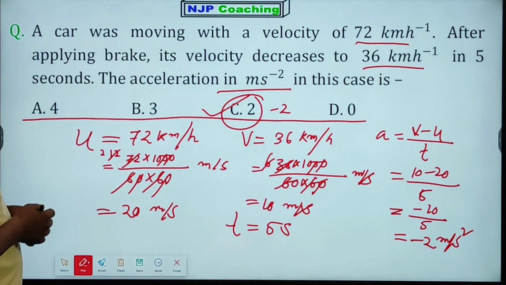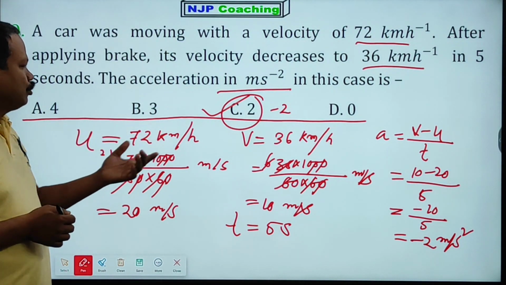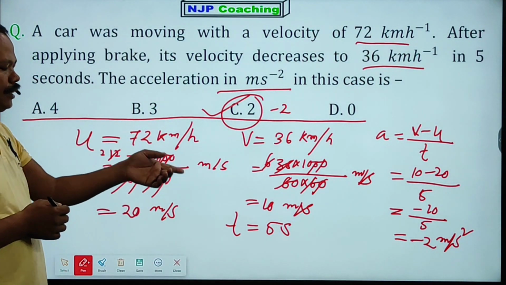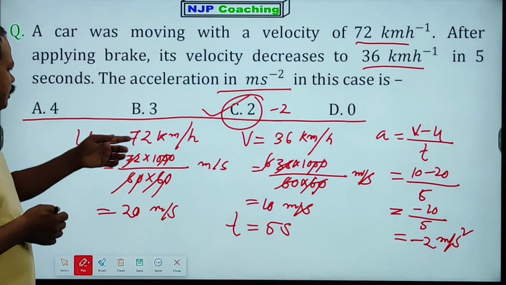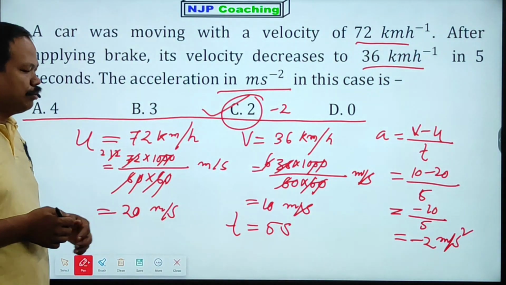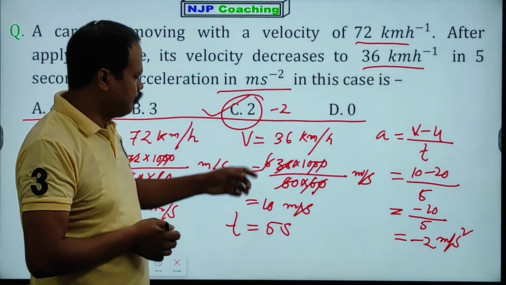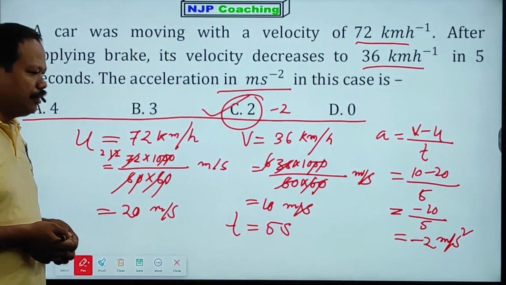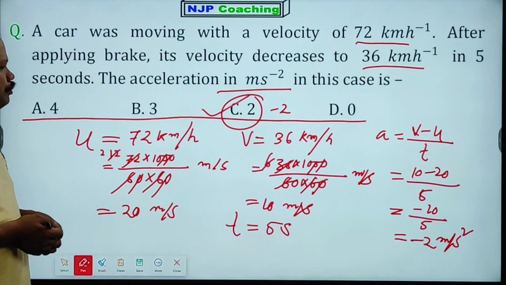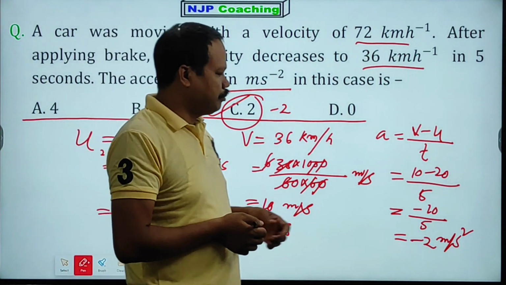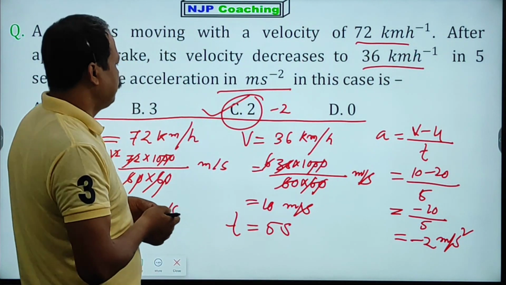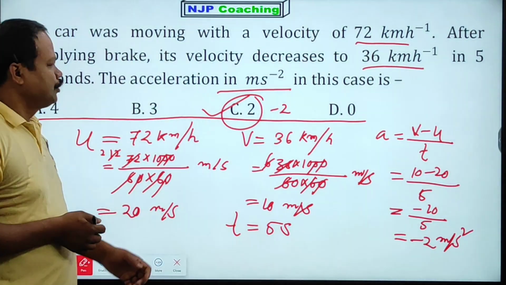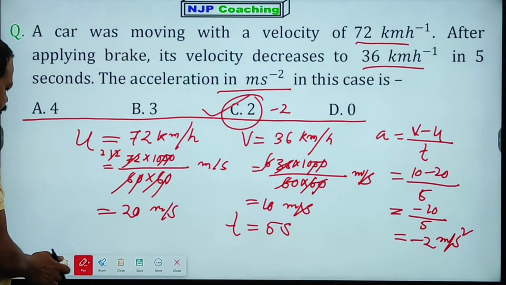After conversion of these two, initial velocity and final velocity u and v to meter per second, that means SI unit, we'll get 72 km per hour as 20 meter per second and v as 10 meter per second. Time is given in SI unit, it is 5 seconds. So acceleration becomes minus 2 meter per second square. So option should be minus 2. Okay, anyway.